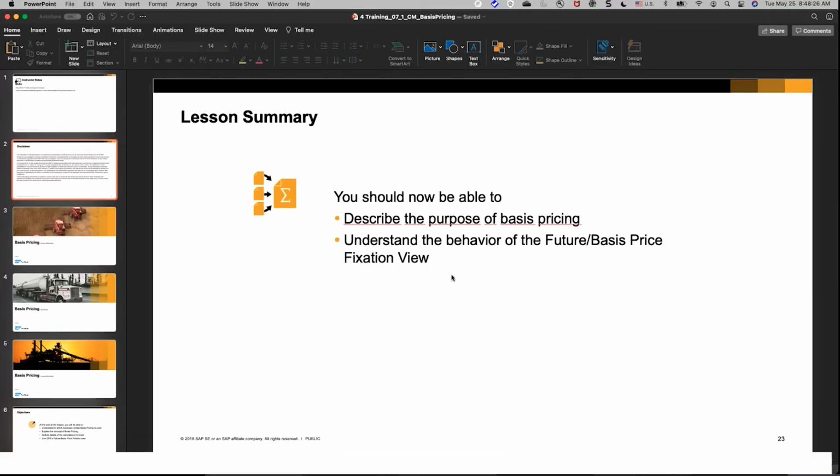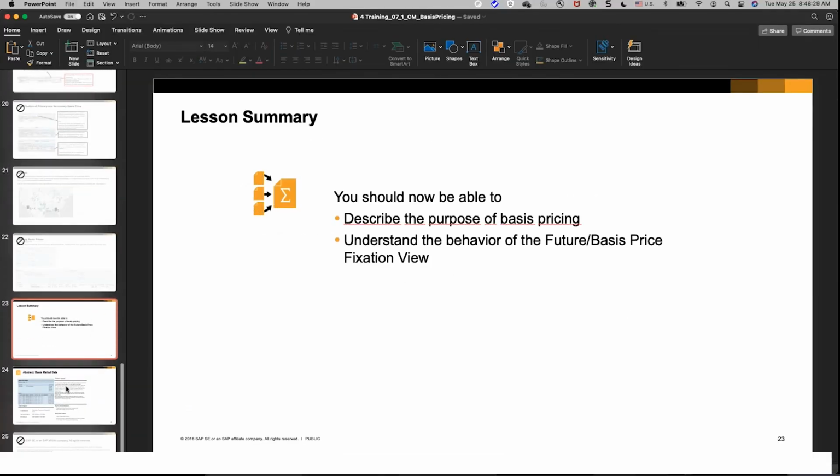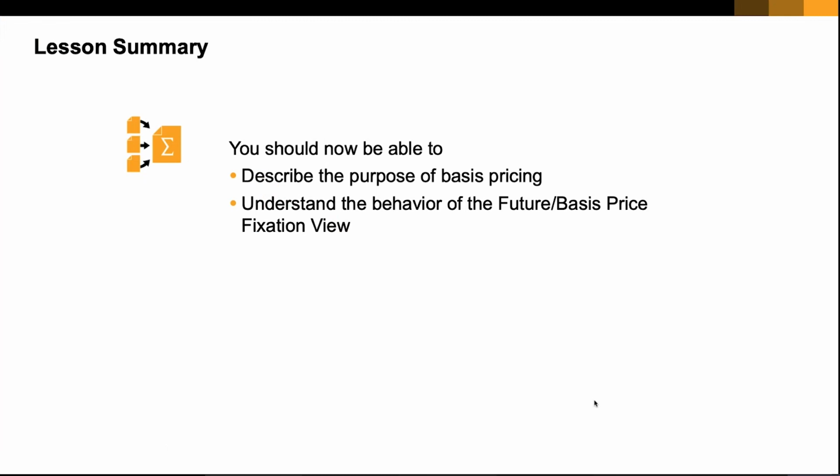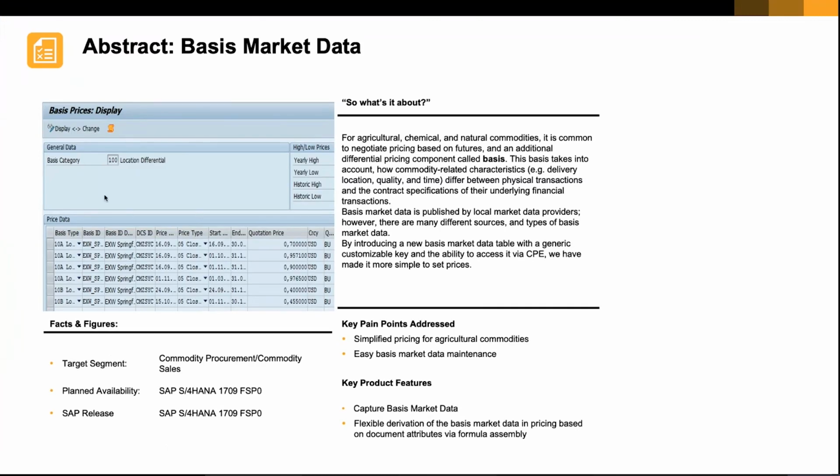And let me see if we have an additional screen to show this. Otherwise, I can quickly show this in the system. Okay, these are the prices. Here you have the basis category, the basis type and basis ID, and the DCS and make and price type can be defined based on the basis type, whether it's relevant for DCS or make or not.